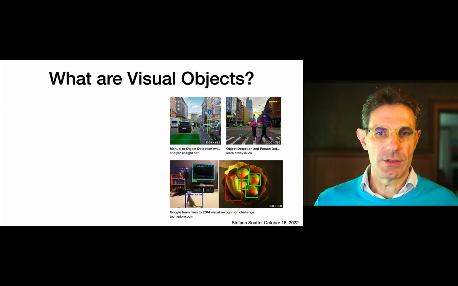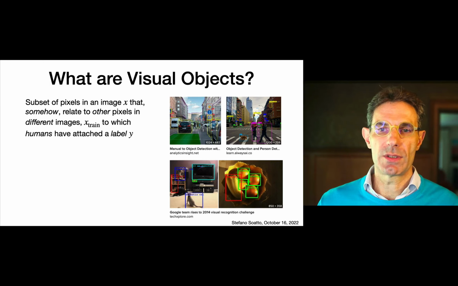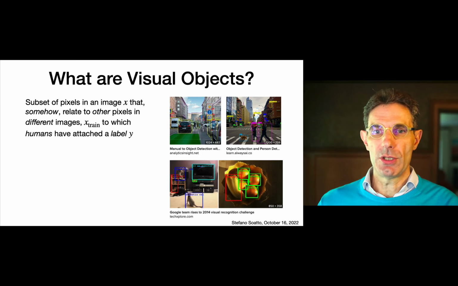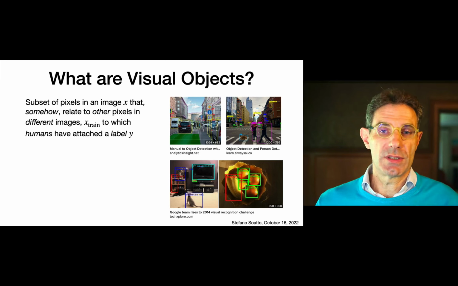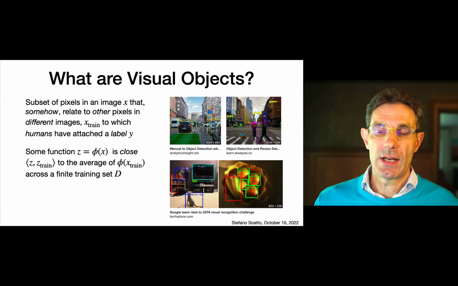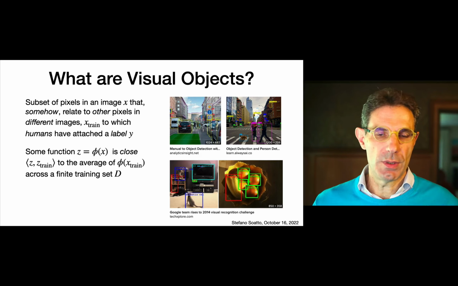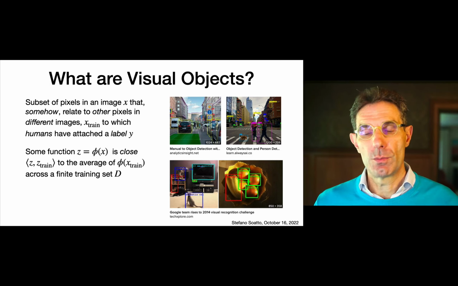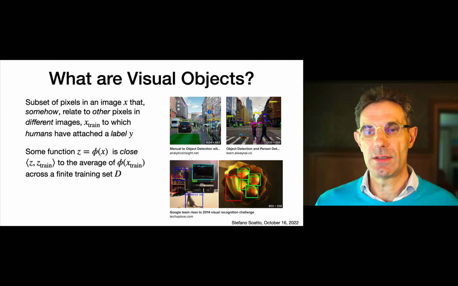There is a rich literature on the topic, but few attempts at a definition. And of course, the definition is implicit in the method or the benchmark, and it basically boils down to subsets of pixels in an image that somehow relate to other pixels in different images to which humans have attached some label. And related could be measured by similarity, measured by, for instance, the inner product of some function phi that could be implemented by deep neural networks and maps to some vector space. And close could be to the average of objects that have the same label in a finite training set D.